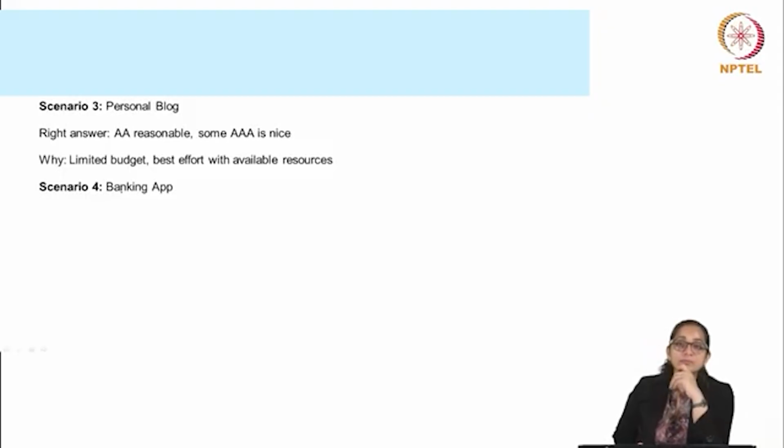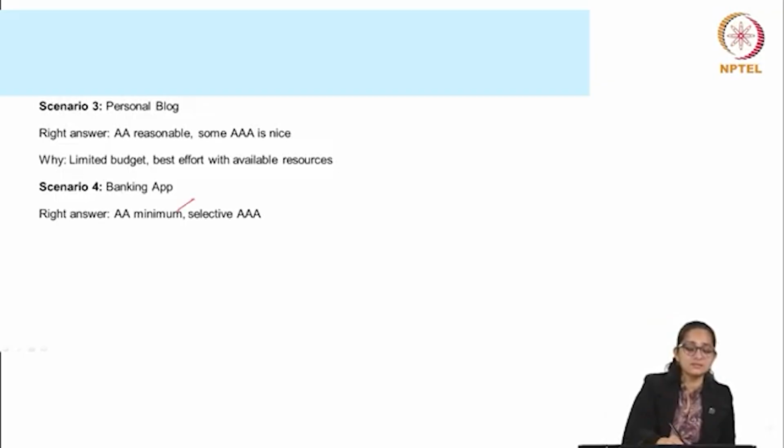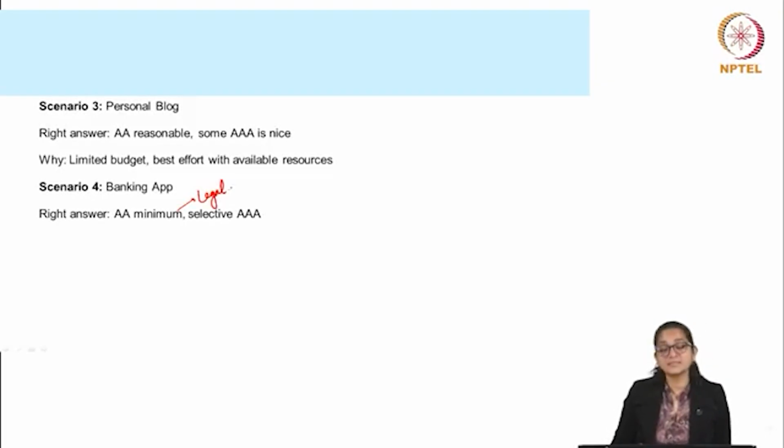Let's take another scenario. For example, we're building a banking app. What do you think should be the reasonable level of compliance in this case? Yes, the right answer is AA. It's the minimum required. Otherwise, it's a legal issue as well. And selective features may have AAA compliance as well. Nice to have.